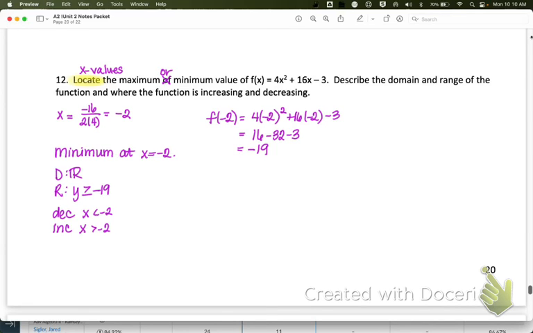So that is a little bit of background on maxes and mins. Okay, it depends on whether it opens up or down, whether it's a maximum or a minimum. And you have to be careful about deciding, is it an X value or a Y value? But that is the main idea with maximum and minimum values.